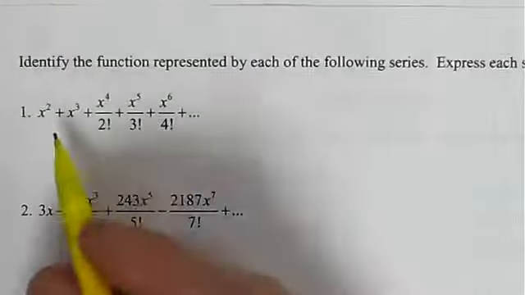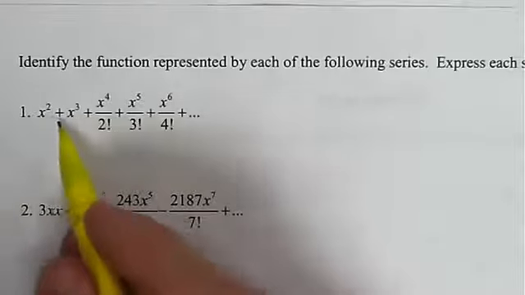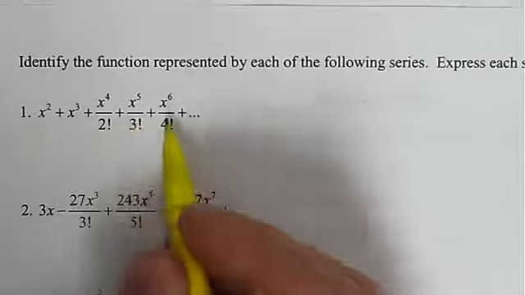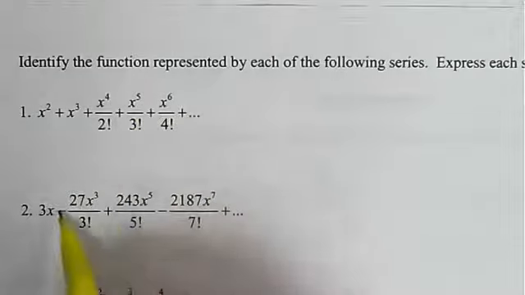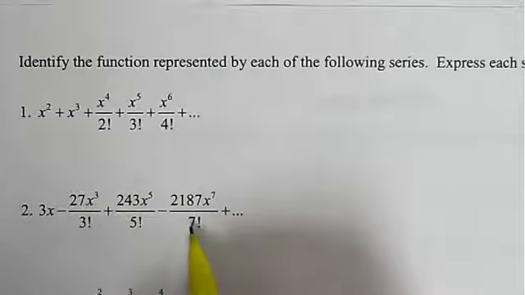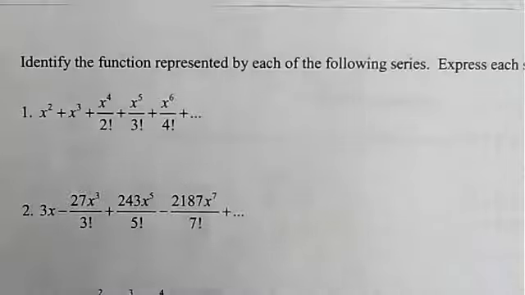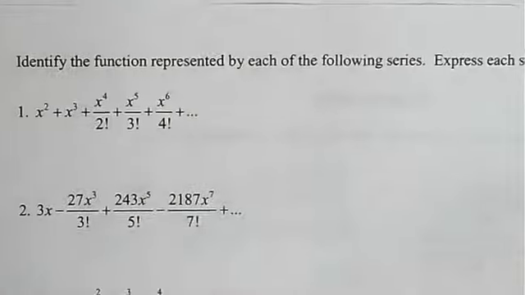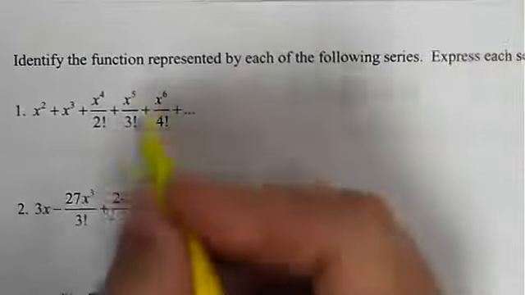Okay, the one where you have all the factorial numbers and it's not alternating is going to be related to e to the x, right? Okay, and then the one that has alternating parts and has only odd numbers in the factorial, that's going to be related to sine x. Because sine's an odd function, and we know the Maclaurin series for it has only odd numbers.